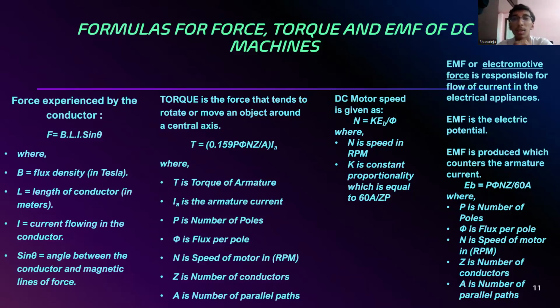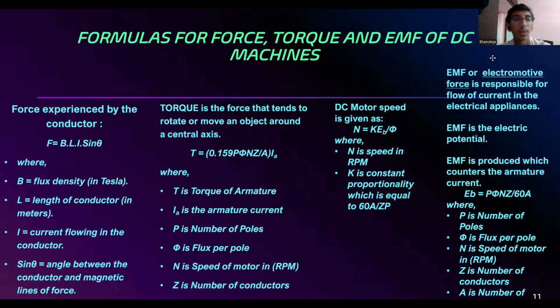These are the major formulas which we want to discuss. First, let's go for the force experienced by a conductor. We know F is equal to BLI sin theta, where B is the magnetic flux density, L is the length of the conductor, and I is the current flowing in the conductor. Then sin theta, where theta is the angle between the conductor and the magnetic line of force. So that's the force experienced by the conductor.